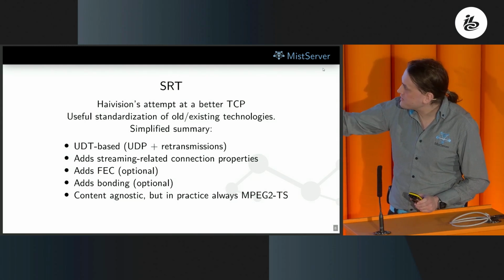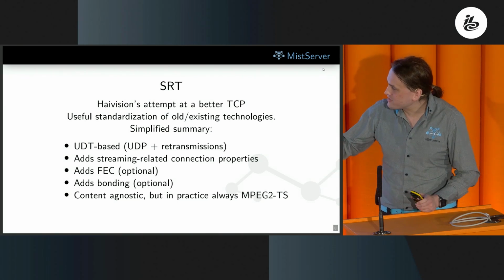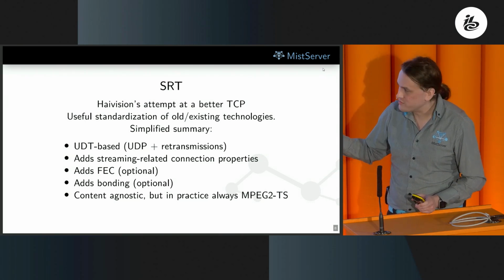So it adds those streaming-related connection properties, and it adds forward error correction. That's what FEC stands for, forward error correction. But the forward error correction is an optional feature. It's not on by default if you're using SRT.